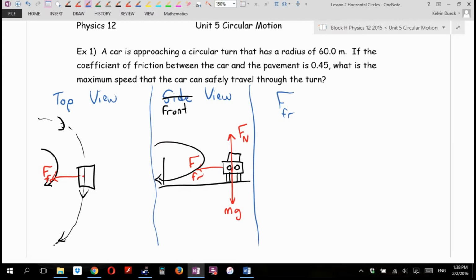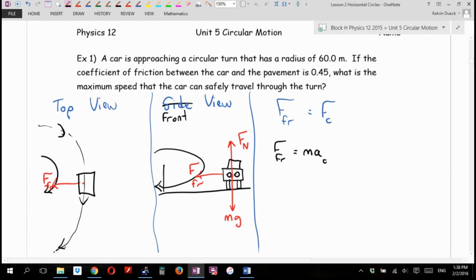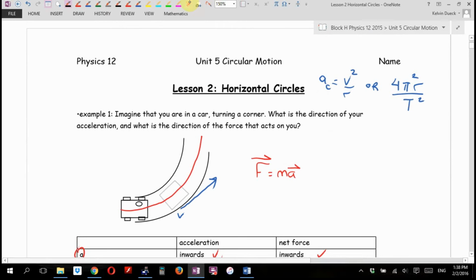What path are we tracing out? Here's the difference. The net force equals FC, because we're moving in a circle. Not FNET, not MA, FC. Friction equals MAC, because that's still MA, but moving in a circle. There's two equations for the acceleration. This one or this one. Which one do I want to use?